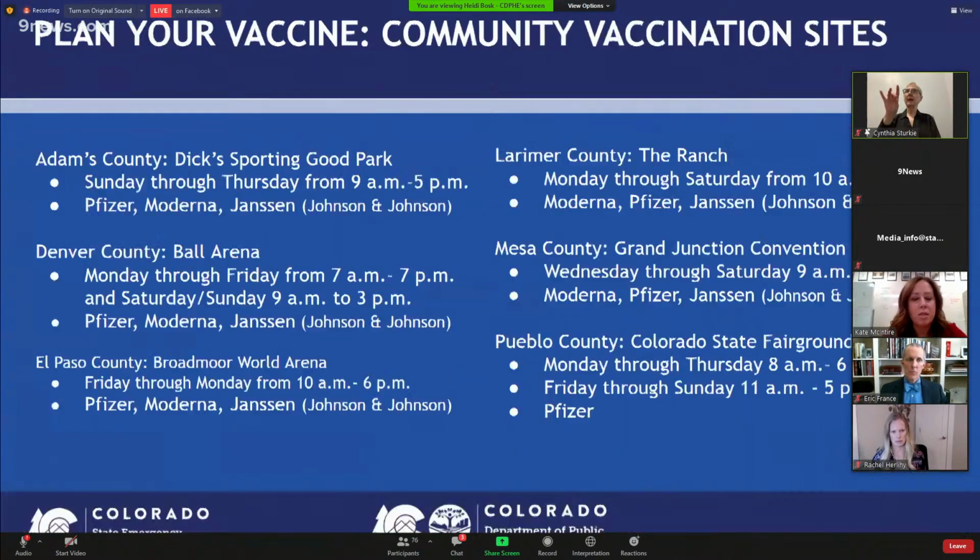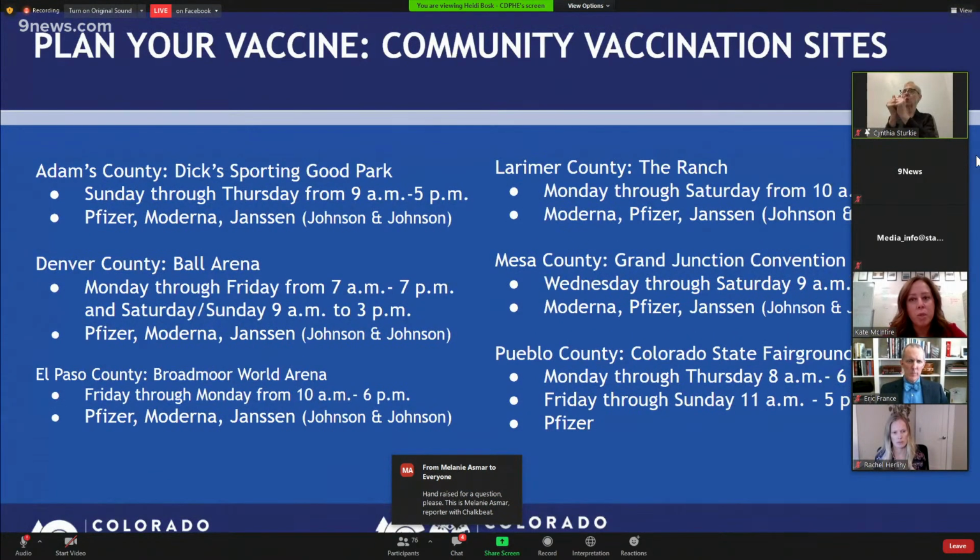Next slide, please. So in addition to all the programs that I just mentioned, our community vaccination sites are all still running. You can see details on the slide about the days of the week and the times that those sites are open. And then I want to note that every site, aside from Pueblo, has all three kinds of the vaccine available. Pueblo is run by our partnership with FEMA, and they have the Pfizer vaccine primarily available.